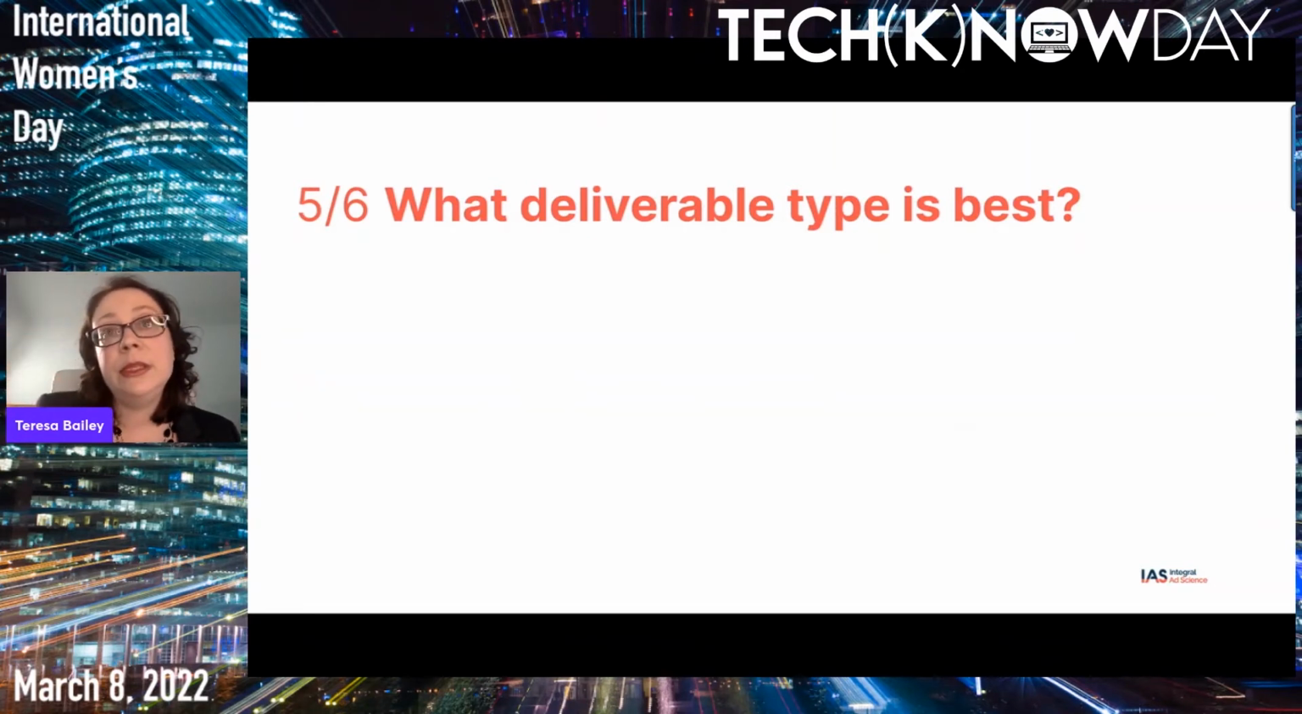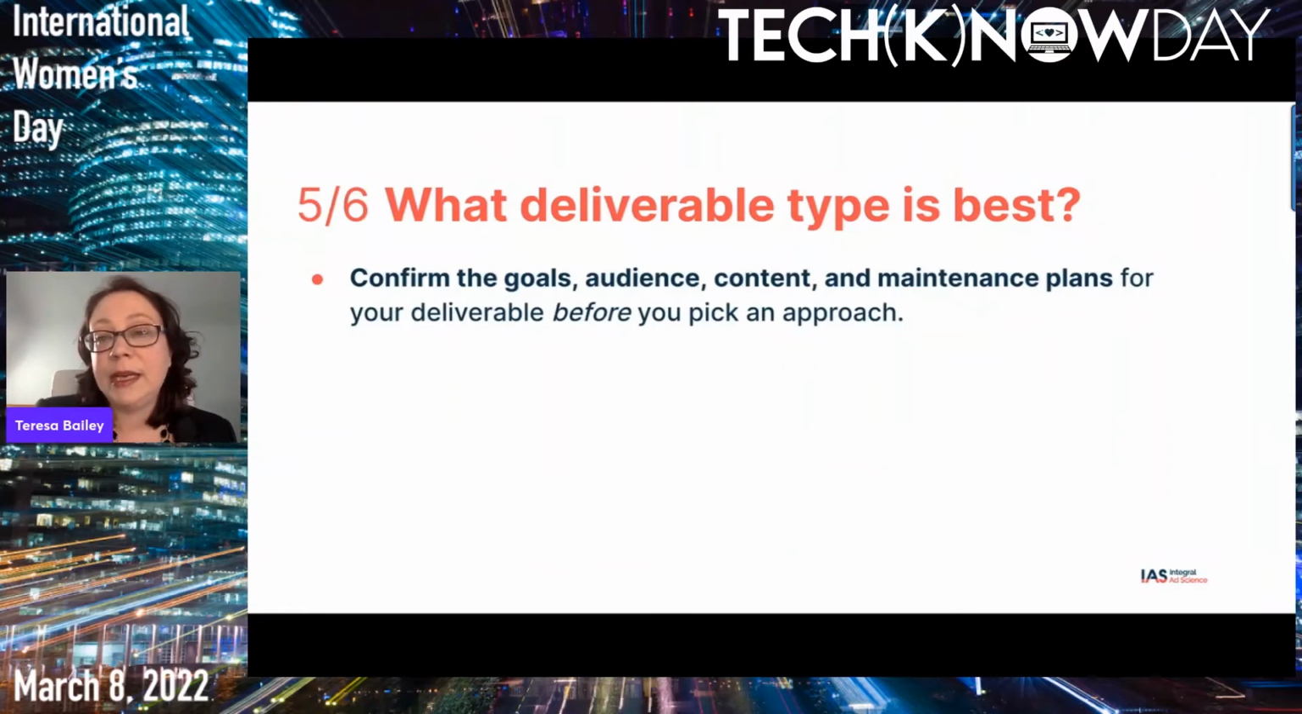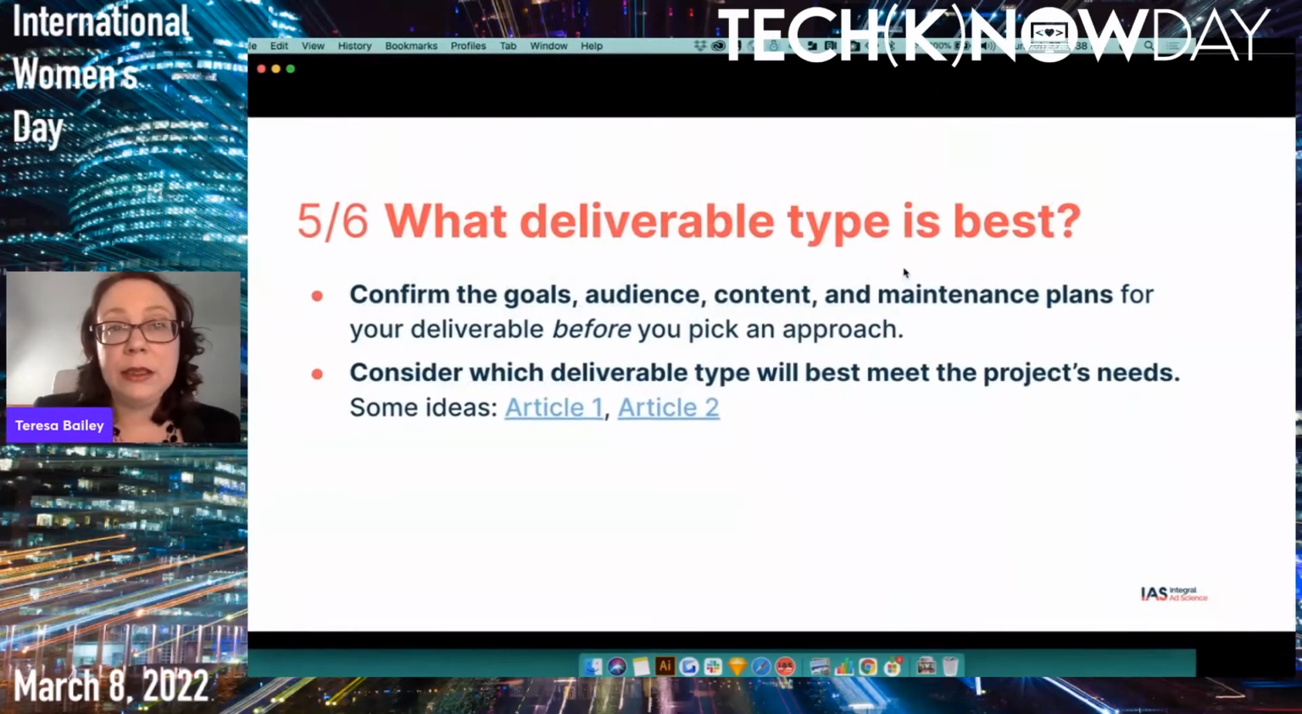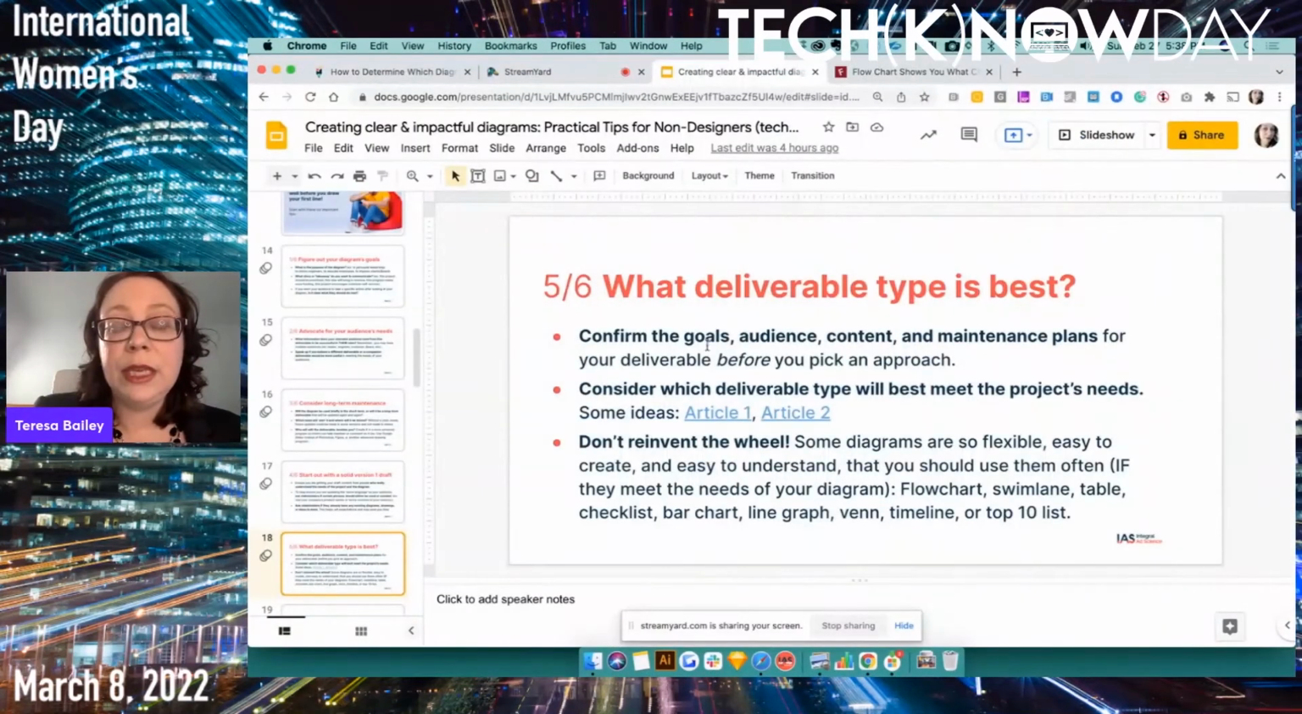The last couple things I want to say about beginning, when you think about what deliverable type is best: like I said, if you do all this other stuff before, goals, audience, content, maintenance, then it's going to be so much easier to figure out what style of diagram is literally going to be best. If you need a little help, I do link to these two articles, and if you fill out that survey at the end, you can get them.